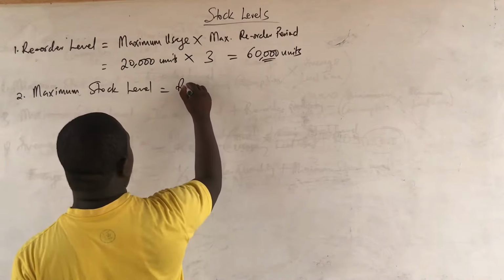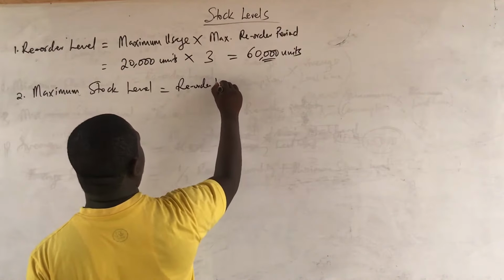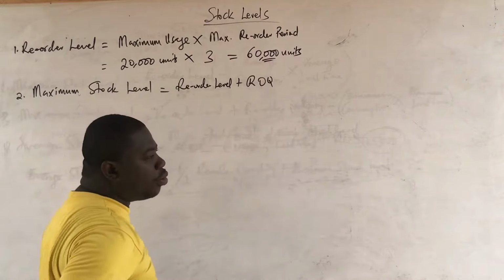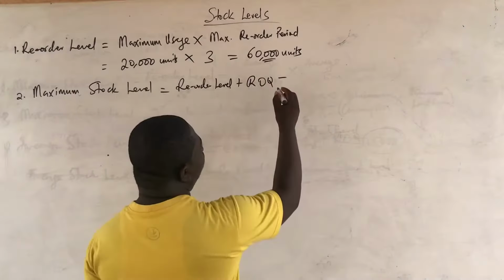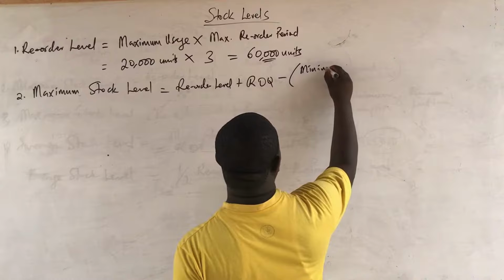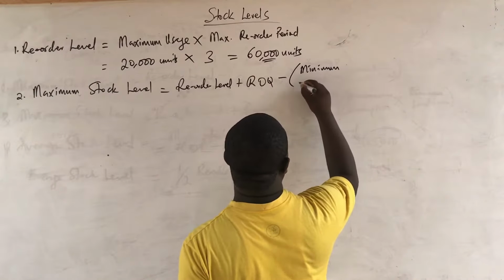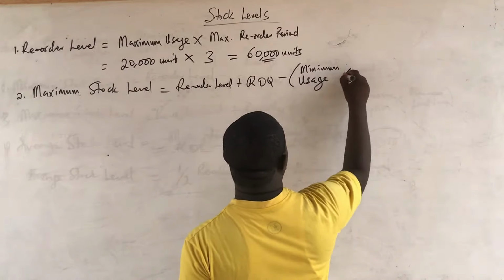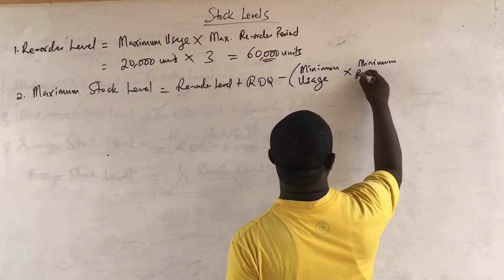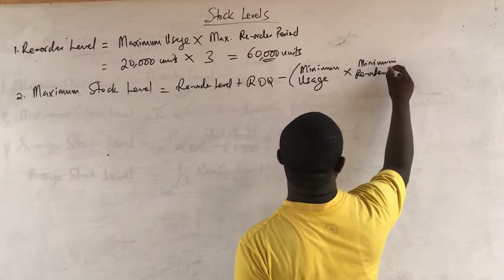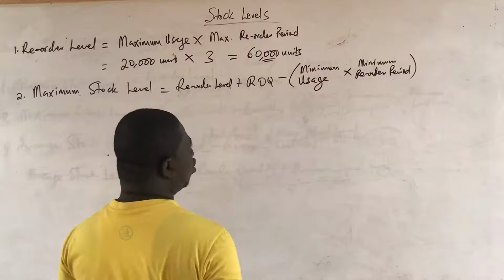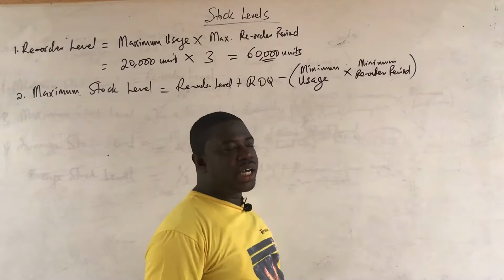That one is given as your reorder level plus your reorder quantity. Permit me to represent that by ROQ, minus your minimum usage times the minimum reorder period or lead time. So this is the formula for the maximum stock level, and then you get some marks for the formula.